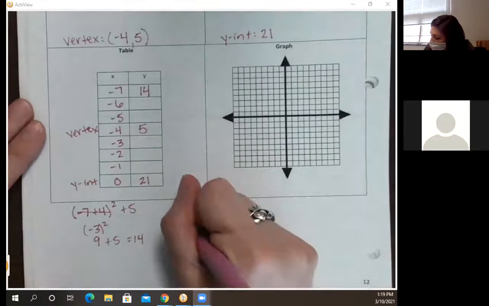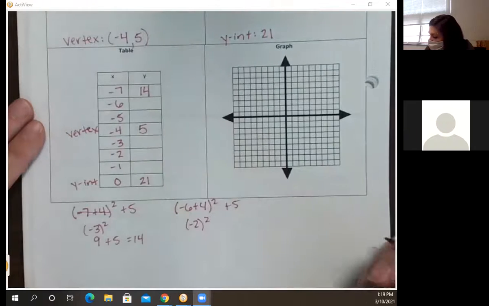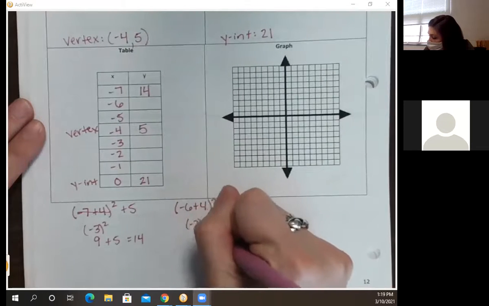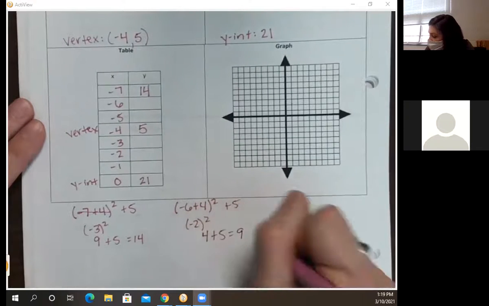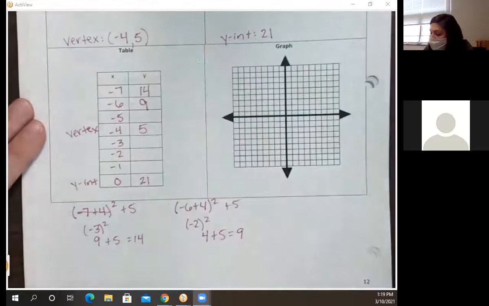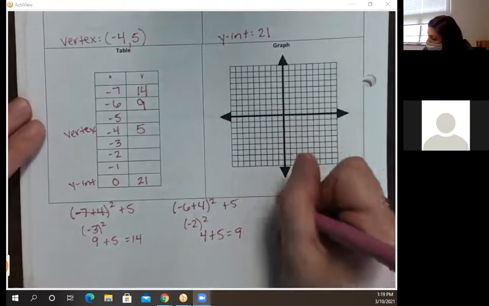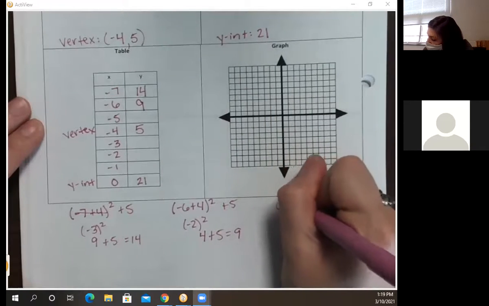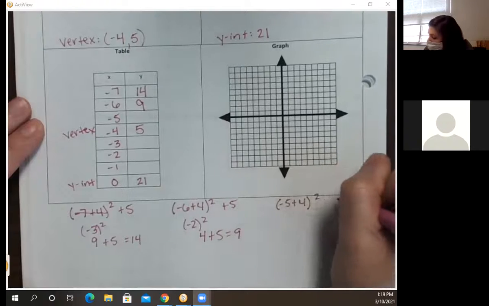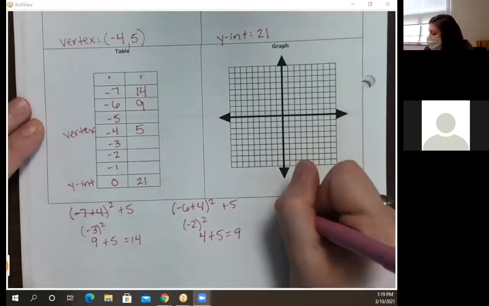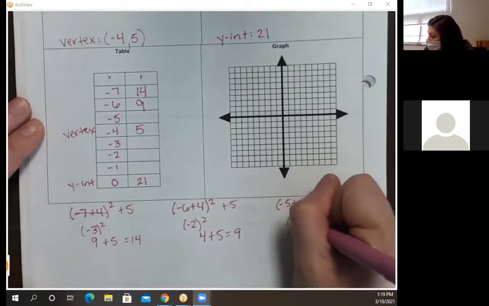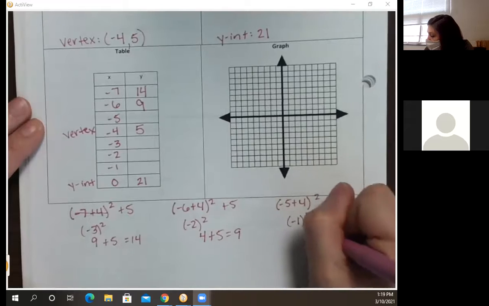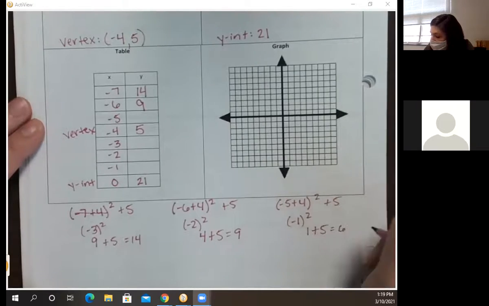-6 plus 4 would be -2. -2 squared is 4. 4 plus 5 gives us 9. And then if I plug in -5, -5 plus 4 squared plus 5. -5 plus 4 is -1. -1 squared is 1. 1 plus 5 is 6.